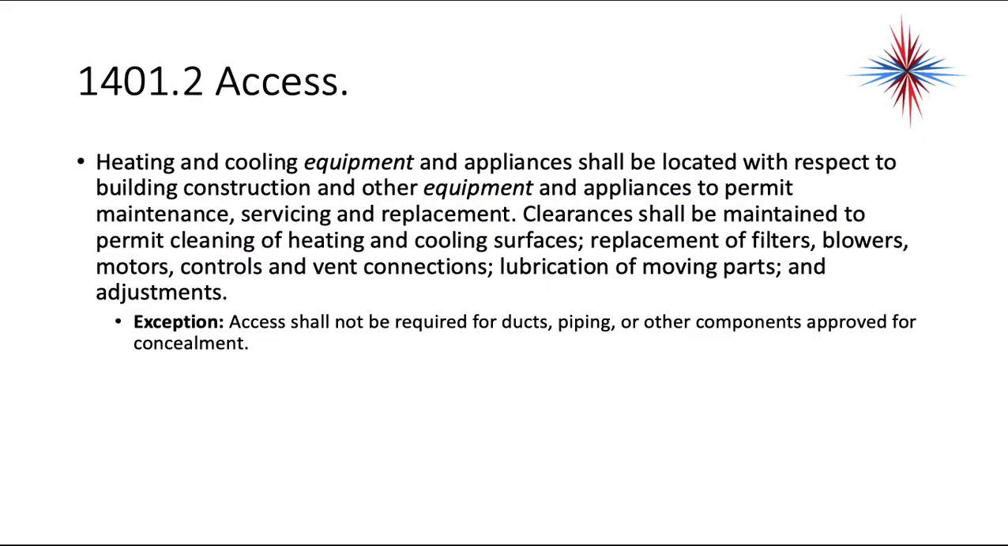Heating and cooling equipment and appliances shall be located with respect to building construction and other equipment and appliances to permit maintenance, servicing, and replacement. Clearances shall be maintained to permit cleaning of heating and cooling surfaces, replacement of filters, blower motors, controls, vent connections, and lubrication of moving parts and adjustments. Access shall not be required for ducts, piping, or other components approved for concealment. Basically, what this section 1401.2 says is you have to be able to service the equipment.